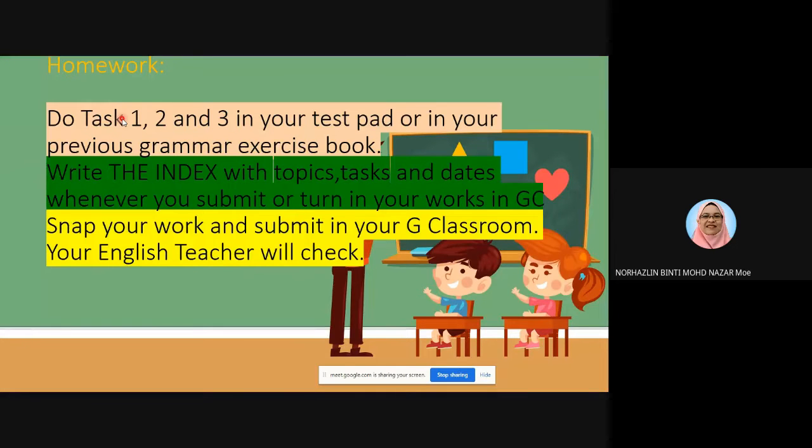Task 1, 2. Afwan, is this the second session? This student. If it's the second session, not yet.